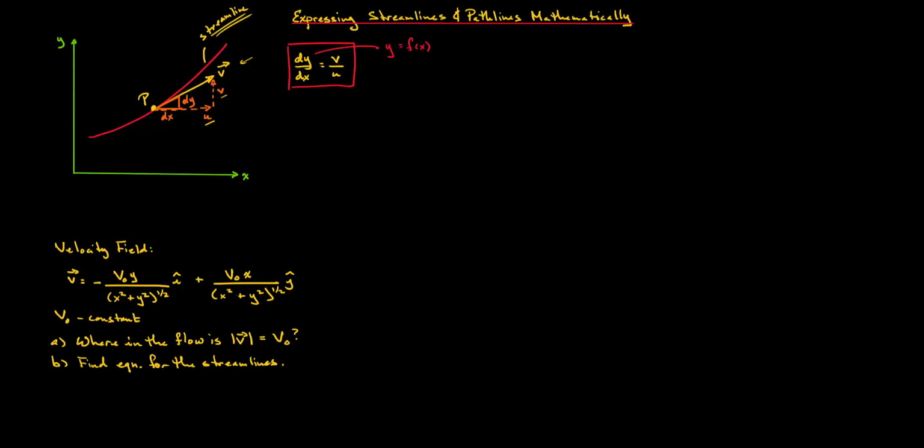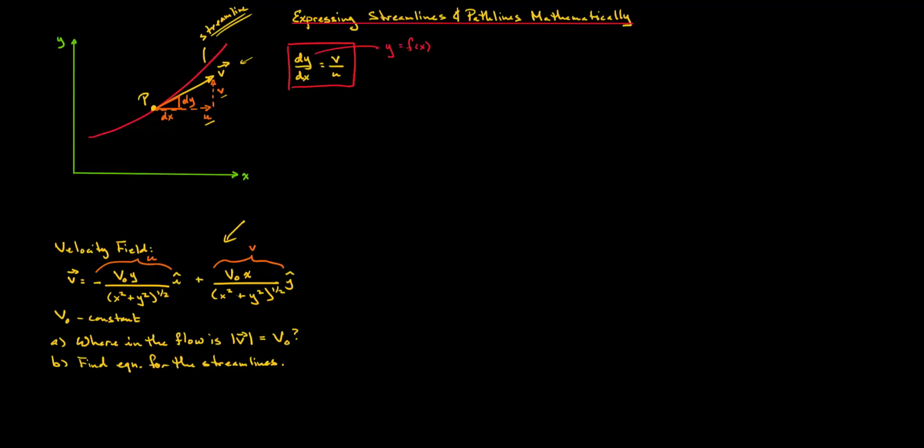So let's consider a velocity field over here. It is given by the negative of v naught y divided by the square root of x squared plus y squared, plus v naught x divided by the square root of x squared plus y squared. As you can see, this over here is your u component, and this over here is your v component. And v naught is some constant.